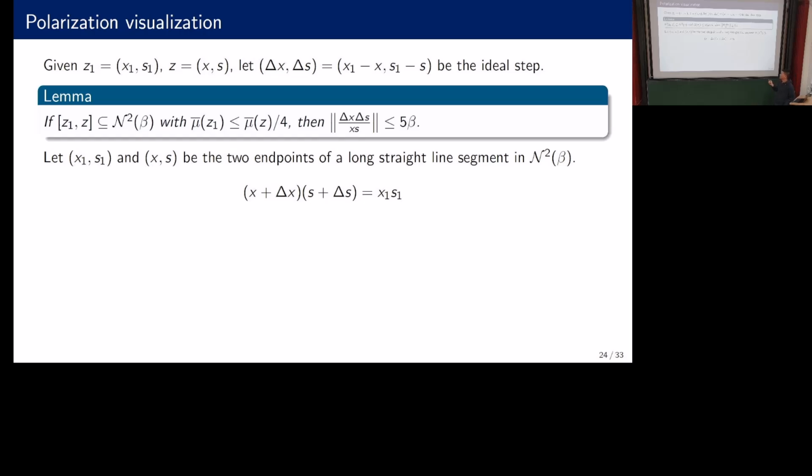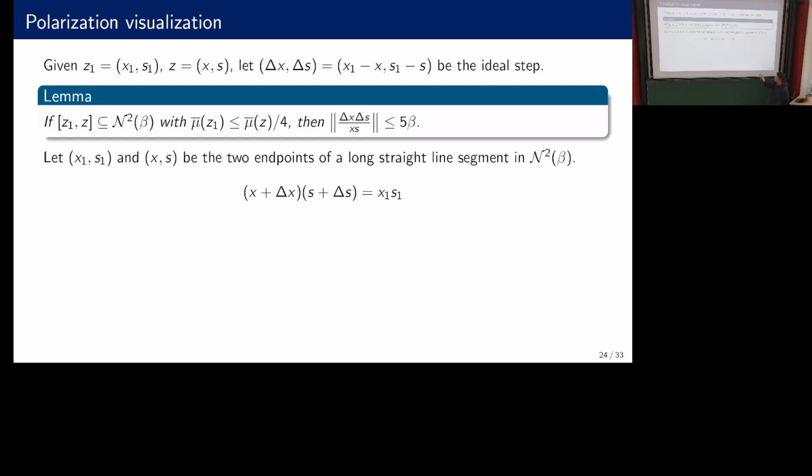And then a lemma shows that if the segment stays in the L2 neighborhood throughout, and your segment is long, meaning that the segment reduced the duality gap by at least a factor of a quarter, then the second order term of this segment, namely the Hadamard product of delta x over x with delta s over s, is L2 bounded by order beta.